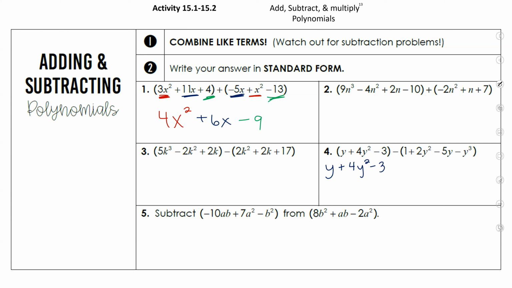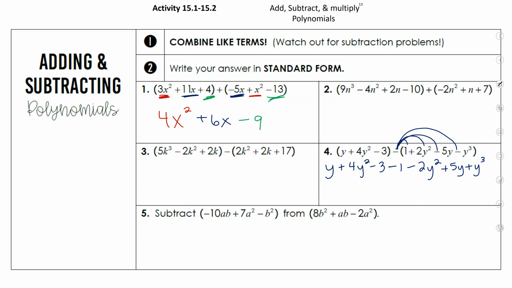We're going to distribute this negative sign. So this will be a minus 1. This will become a minus 2y squared. This negative and negative will become a positive 5y. This negative with this negative will also become a positive, and it'll be a y cubed. So whenever you're subtracting polynomials, make sure you distribute the subtraction sign.